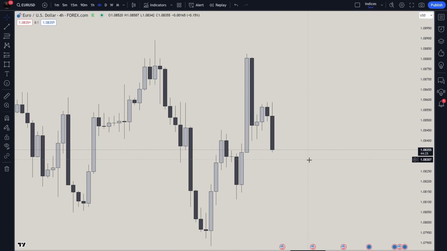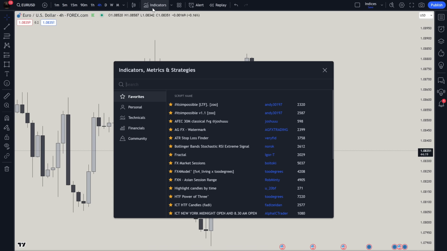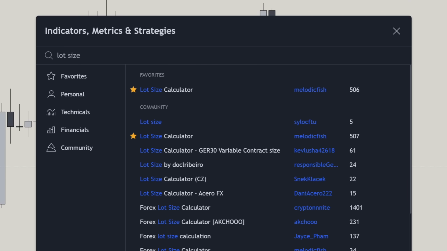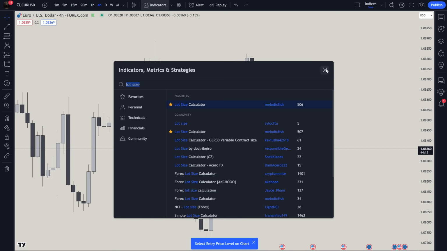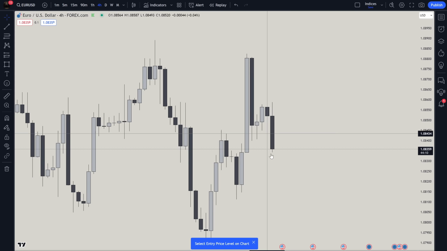So starting with the first indicator, and in my opinion that's the most important one beside the session indicator. So we're going to go to indicators and look for lot size calculator. This one, it has 500 likes. So we're going to go with this, and what's going to show you is a line here. This line, as it shows you here, says select entry price level.